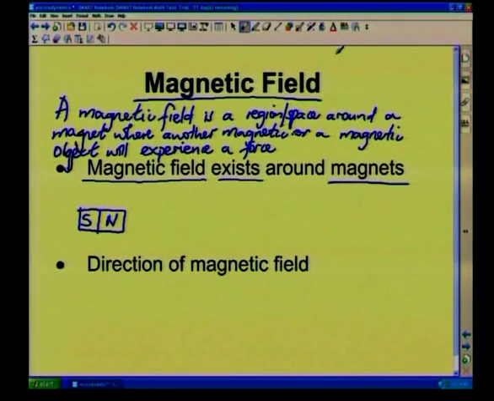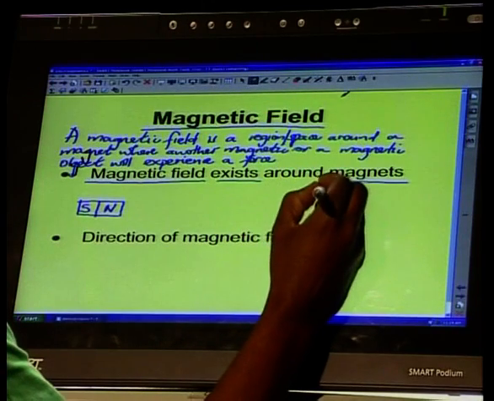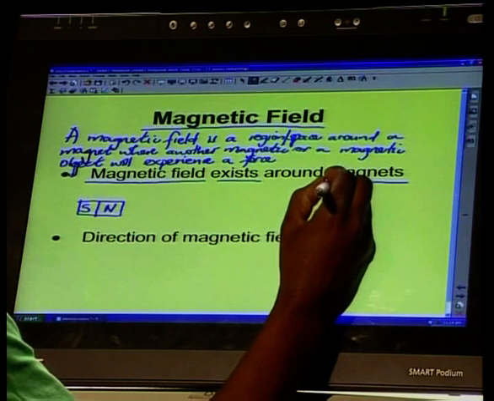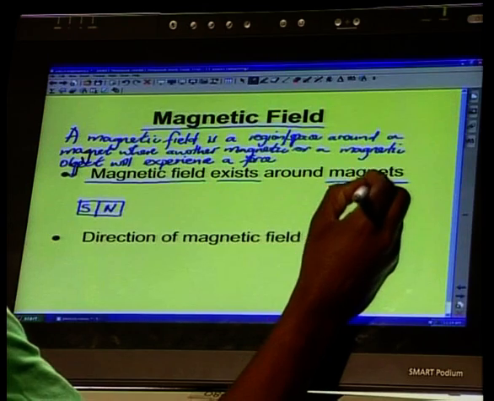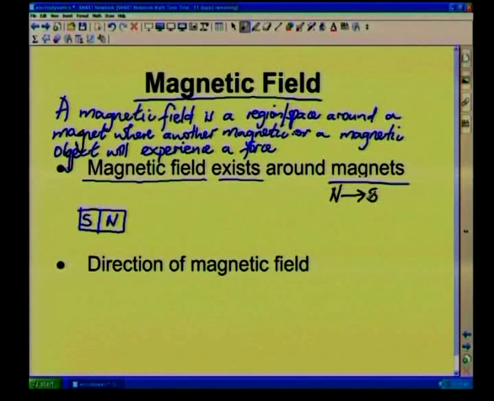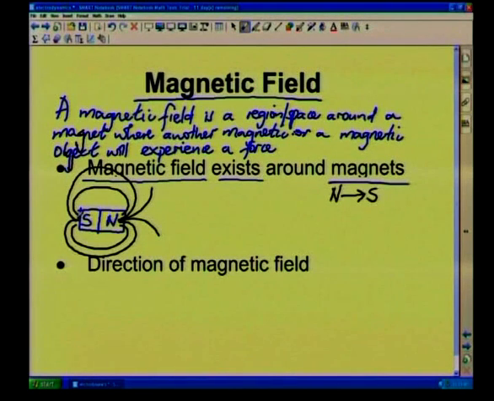And the direction of the magnetic field is from north to south. So direction of magnetic field is north to south. So in this case, it means I would have magnetic field lines to represent this, going in this fashion, okay. I would have magnetic field lines like that, like that, like that, can have a few more. And the direction is from north to south, that way. So north to south.